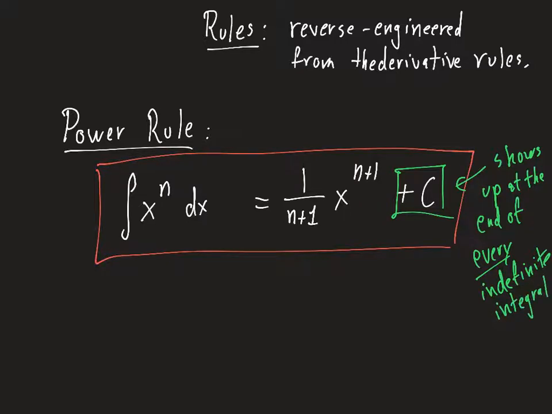It's going to be there every single time because remember we're trying to capture all the possible antiderivatives, and antiderivatives, as we mentioned earlier, are only defined up to a constant. So basically what I'm trying to say is don't forget your plus c, but otherwise don't worry about it too much. The important part about this rule is this part in blue over here.